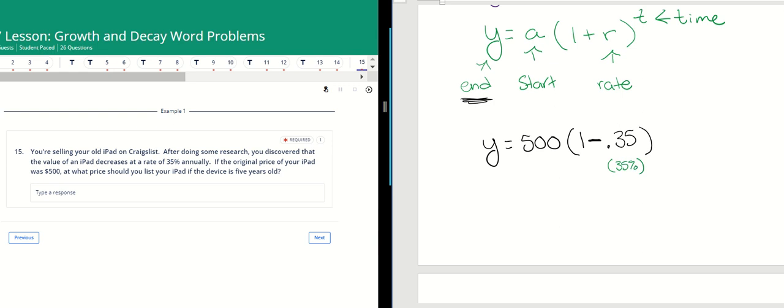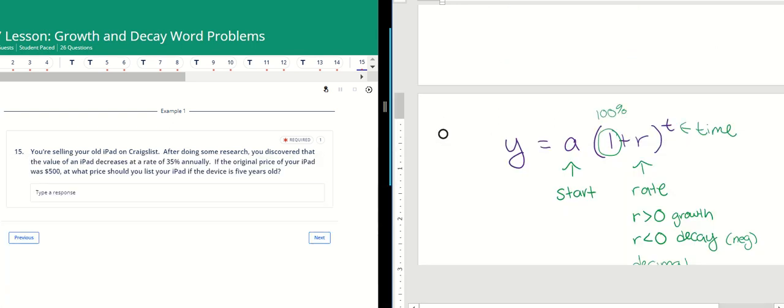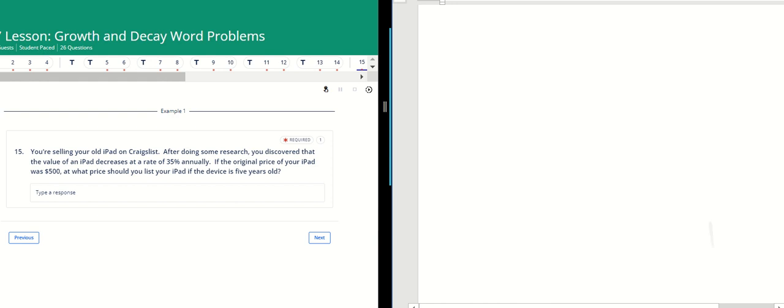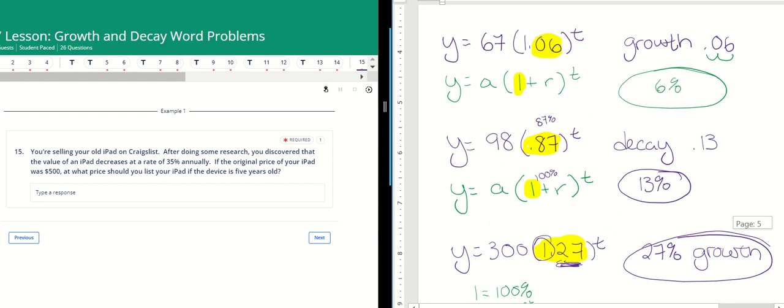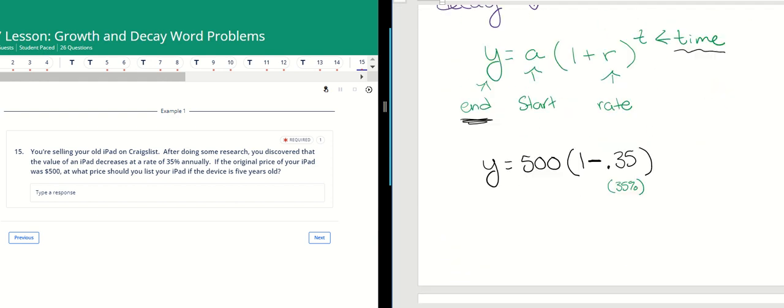And then how many years, what is the amount of time that we're going to have this iPad? We've had it for 5 years. So we are going to put 5 up there above the parentheses. Sorry, I'm all over the place. There we go. So now is the straightforward part. You will put this into your calculator.